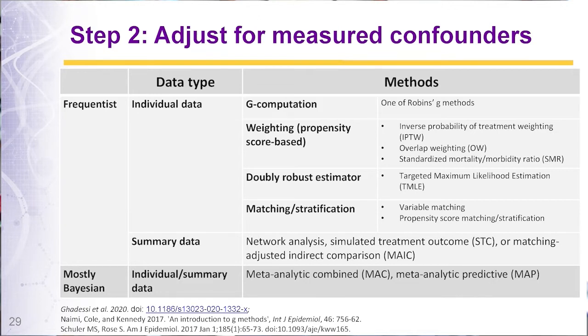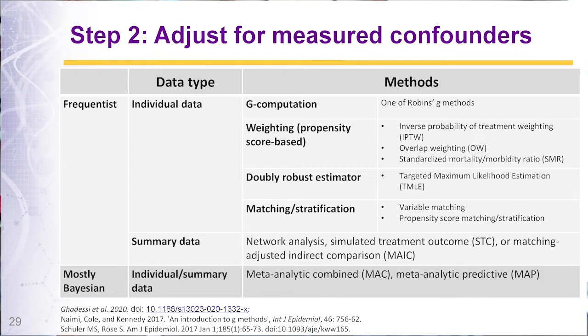Here I list a couple of methods for frequentist. If we have individual data, we could apply G computation. We could use propensity score-based weighting methods. The most common is IPTW. You also could use OW, SMR. We also could use a doubly robust estimator, which combines G computation and IPTW. And we also could use matching or stratification methods.